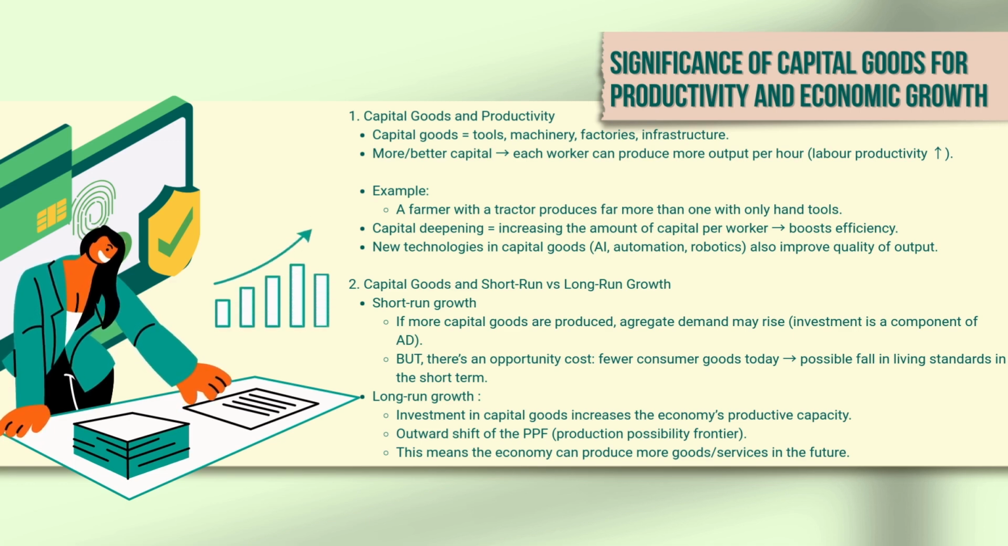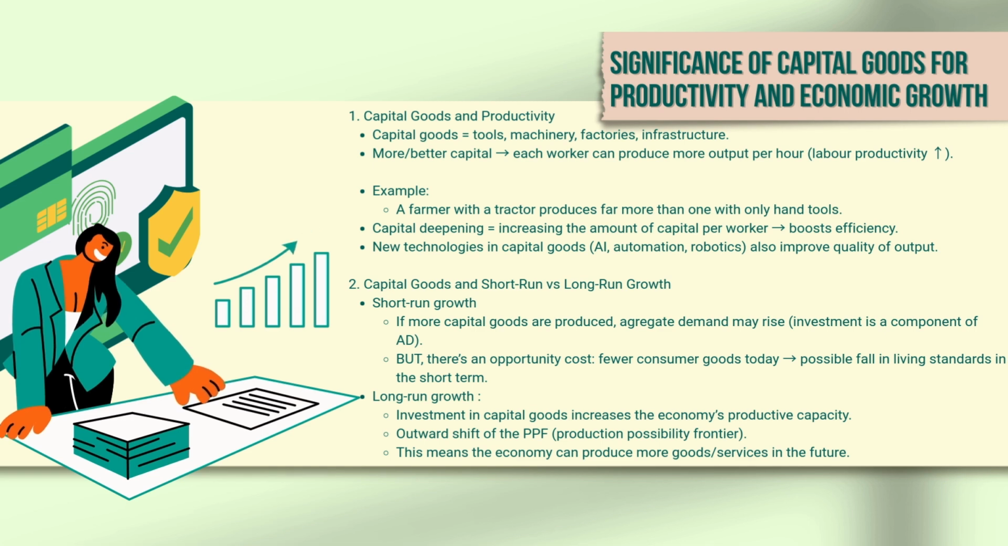New technologies in capital goods, for example AI, automation, robotics, also improve quality of output. Capital goods and short versus long-run growth. Short-run growth: if more capital goods are produced, aggregate demand may rise. Investment is a component of AD, but there's an opportunity cost. Fewer consumer goods today means a possible fall in living standards in the short term.